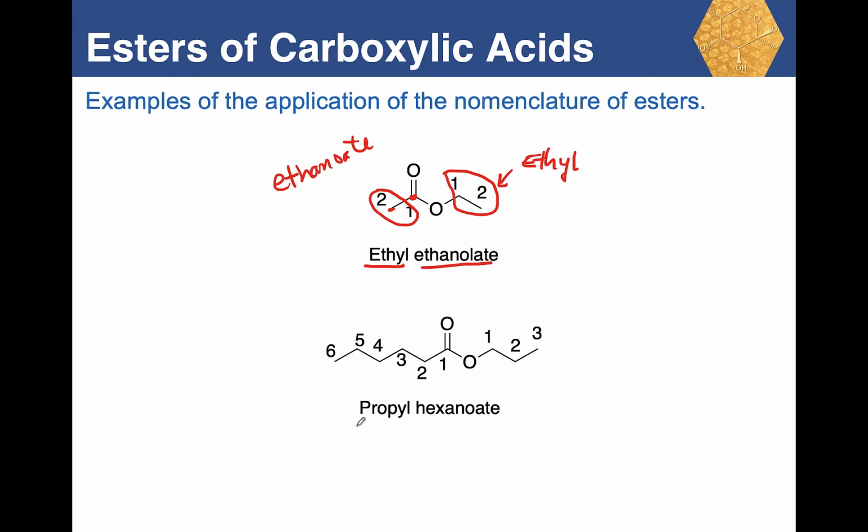Here's another one that's a little more complex. So here we have 3 carbons, propyl, remember 3 corresponds to propane, and here we have 6 carbons, starting with this carbon of the carbonyl. 6 carbons corresponds to hexane, so it becomes a hexanoate. So the name of this molecule here is propyl hexanoate, 2 words.